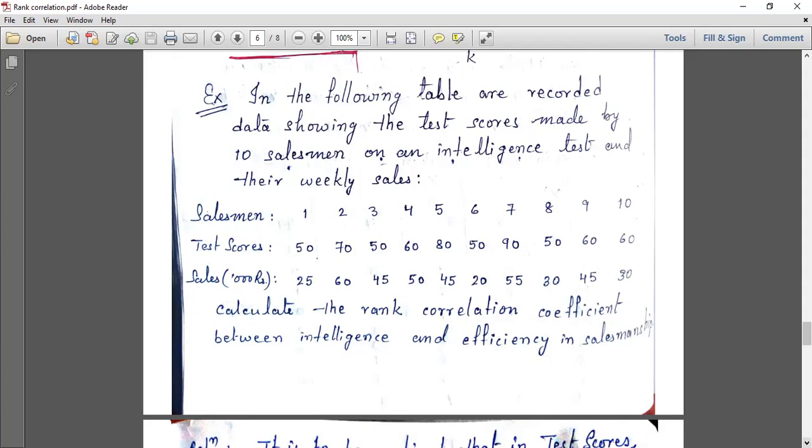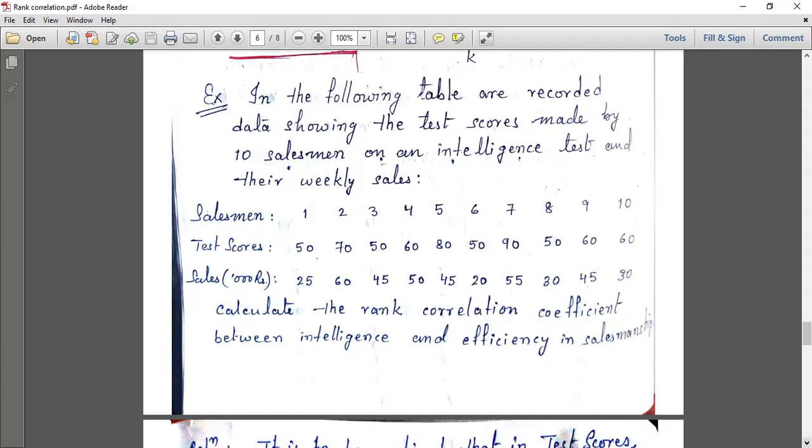That means some individuals have the same scores according to their intelligence test as well as according to their salesmanship. Like salesmen 1, 3, 6, 8, all of them have a score of 50 on the intelligence test. Likewise, the others are also there. So how do we need to proceed for these ranks? That we need to check.